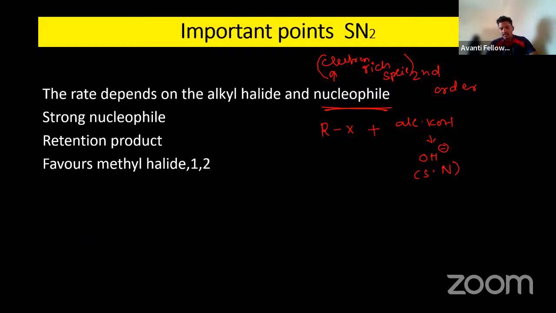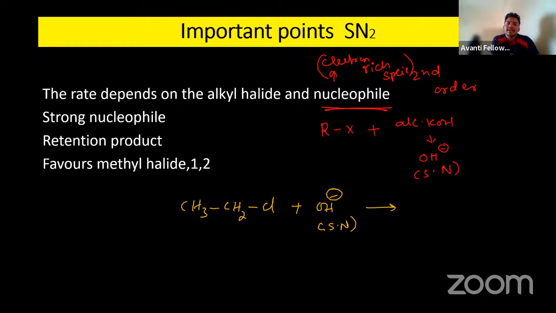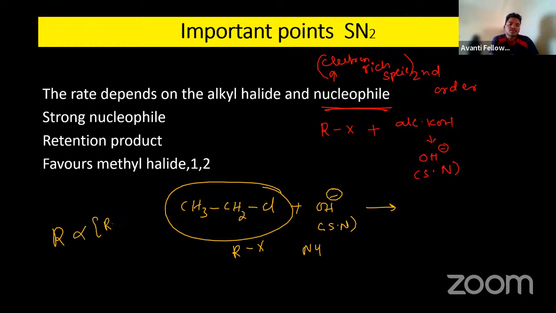Now in this particular case, if I have CH3, CH2, Cl, and now I have OH minus, which is a strong nucleophile, whenever these kinds of reactions occur, my rate of reaction depends upon both the alkyl halide and the nucleophile. So I can clearly write that rate is directly proportional to the alkyl halide and the nucleophile. I hope you guys are clear with this.